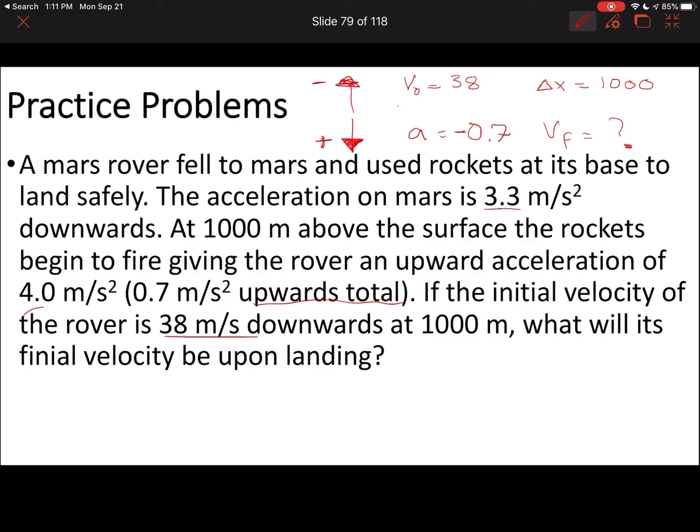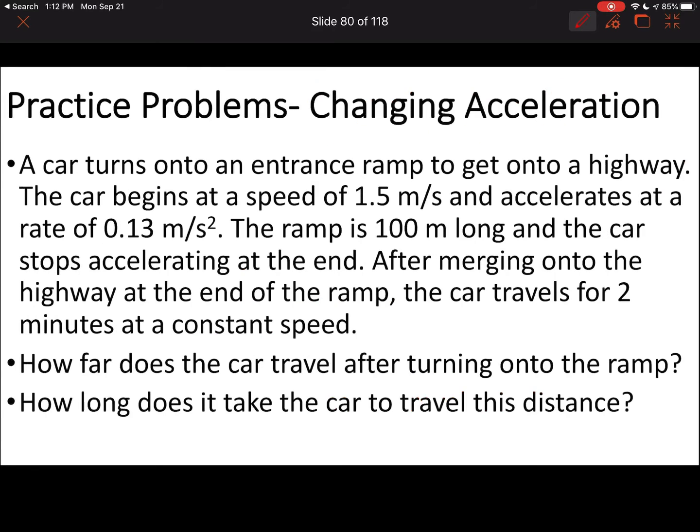So with this information, we can put this together into a kinematic equation. We don't need time at all. And if we do this correctly, you should end up with an answer of 3.6 meters per second downwards as the final speed of the rover after it moves 1,000 meters.